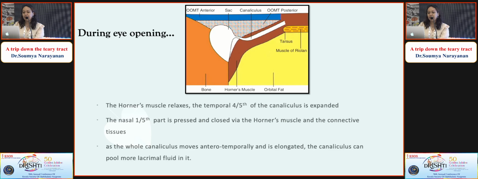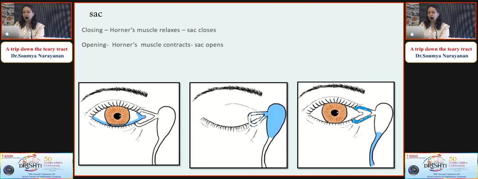So the reverse happens when the eye is opening. The Horner's muscle relaxes along with the relaxation of the lateral 4/5 of the canaliculus and compression of the medial 1/5, and the tears are pooling in the temporal 4/5 of the canaliculi. And when the eye is closing, the Horner's muscle contracts and the sac opens, and when the eye is open, the Horner's muscle relaxes and the sac closes.